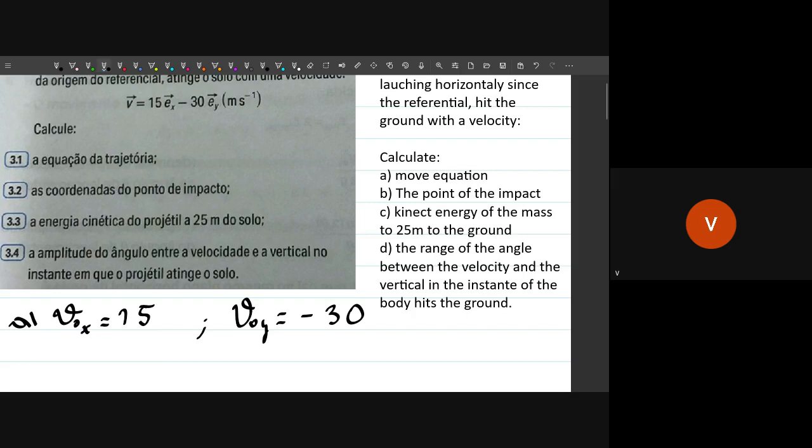So you want the time? No, we don't want the time. In the first question, we only want the equation. The x equation will depend on t. In other words, we don't need the value of t, so it will be x equals v0x t. But you are saying the velocity equation, and I want the position equation, right?